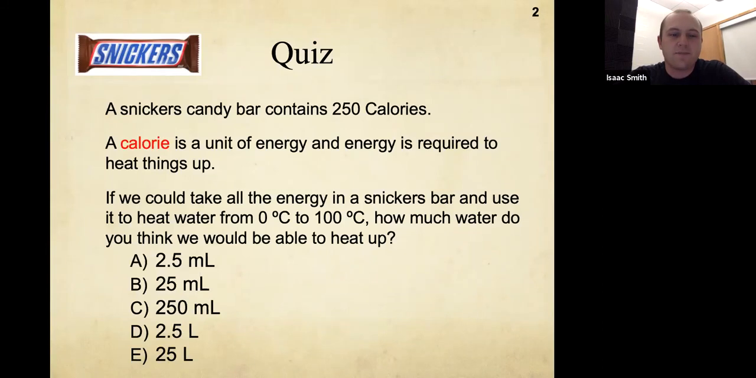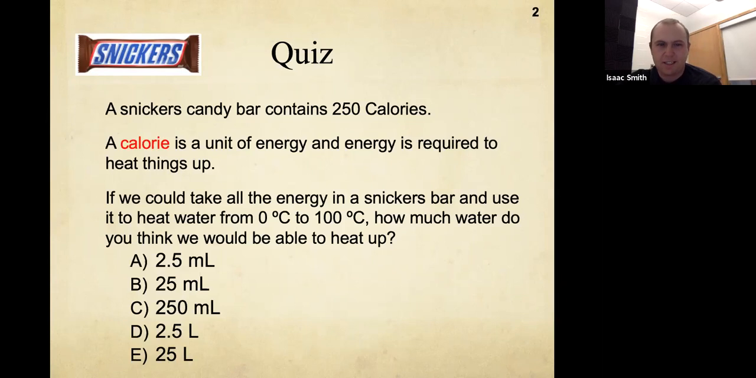All right, so in this problem, we talked about how a Snickers candy bar has 250 calories in it. A calorie in chemistry, and I guess a calorie in general, is just a unit of energy. A lot of times people who haven't taken chemistry view calories like, this has so many calories, it's bad for you or good for you or something like that. But we're going to talk about what a calorie really is and what it means when you see it on food.